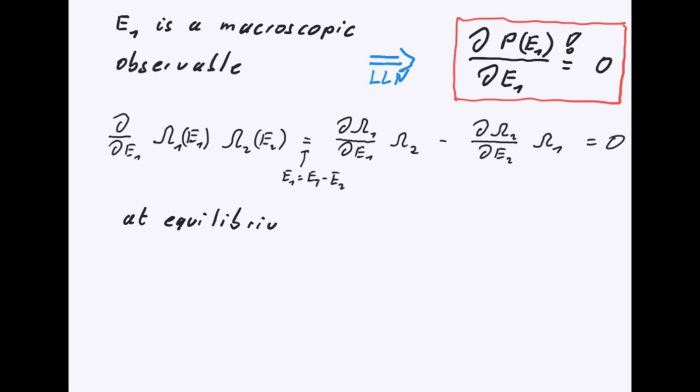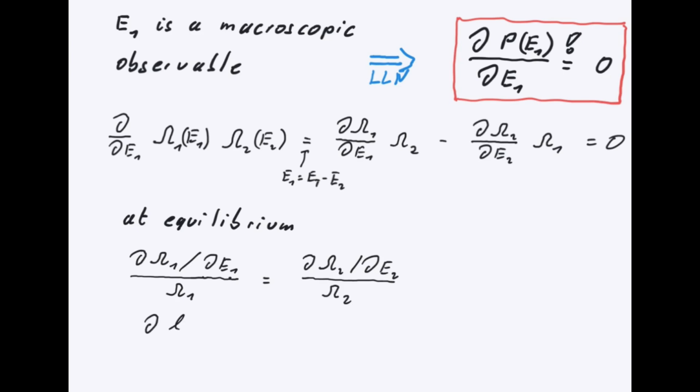Now we can rearrange the equation that we obtain, and we find that at equilibrium, the partial derivative of Omega_1 with respect to E1 divided by Omega_1 should be equal to the partial derivative of Omega_2 with respect to E2 divided by Omega_2. We can rearrange this further and find that the partial derivative of the logarithm of the partition function Omega_1 with respect to E1 is equal to the partial derivative of the logarithm of the partition function Omega_2 with respect to E2.